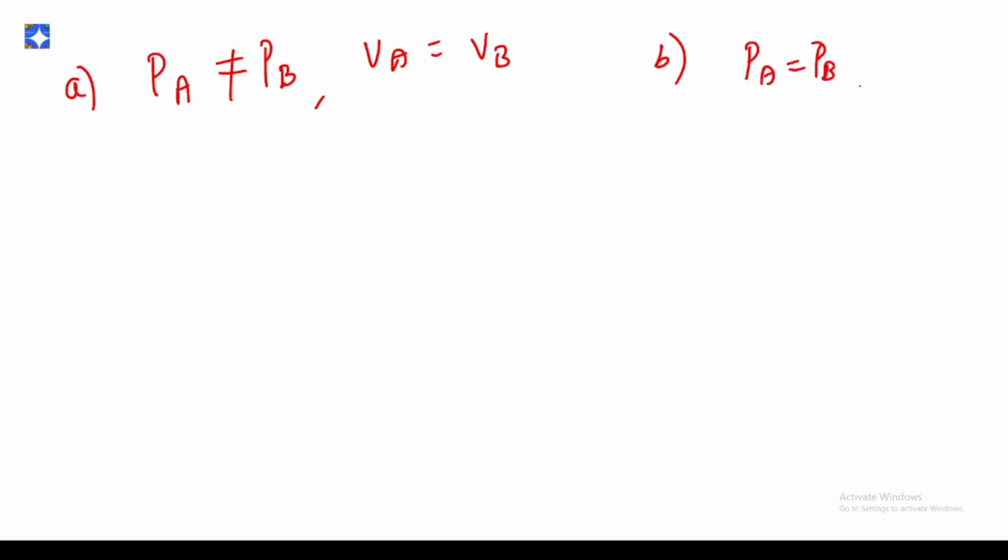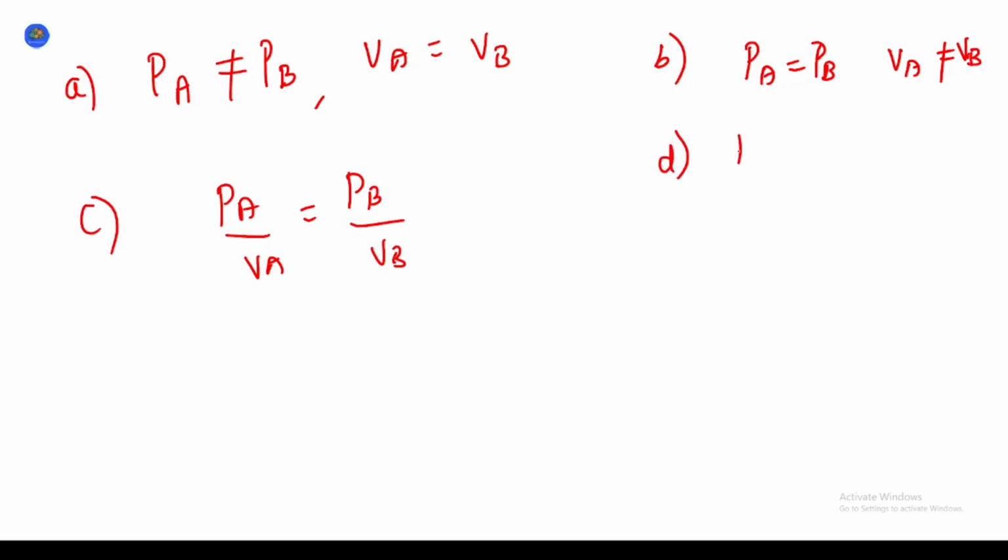So you have been given four options. Option A, it is PA not equal to PB, whereas VA is equal to PB. Option B, it is PA equal to PB and VA not equal to VB. And option C, it is PA by VA should be equal to PB by VB. And option D, it is PA VA should be equal to PB VB. This question was asked in the same year 2014, set 1. So let's get into the solution.